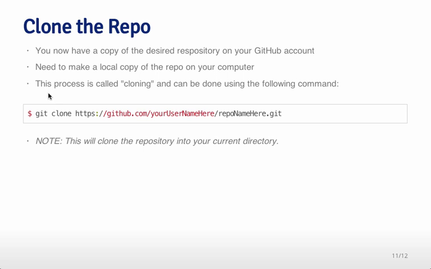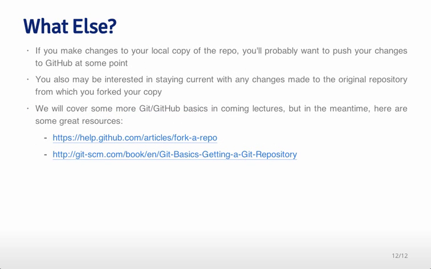So you can make a local copy. You can clone the repo down to your computer by using the command git clone, and that will take the remote version of your repo and clone it down to your computer. If you use the command like this, it will clone it to your current working directory. Then you can work on that and try to contribute back to the repo, hoping that they'll use the changes that you made. If you make changes to your local copy, you'll want to push your changes to GitHub. You may also be interested in staying current with the changes using your fork copy.